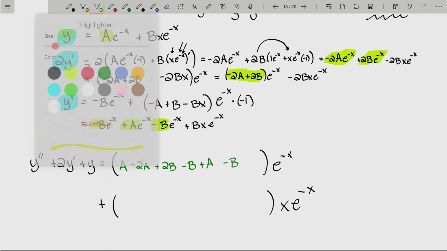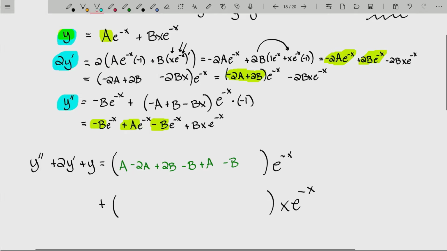Now in a different highlighter, blue, I'll highlight the stuff that's attached to x e to the negative x. That would be a positive b. Let's see, what else do we have? For 2y prime, it's a negative 2b. And finally, for the y double prime, we have a positive b. So let's go ahead and do that.